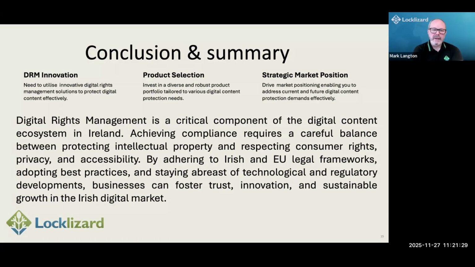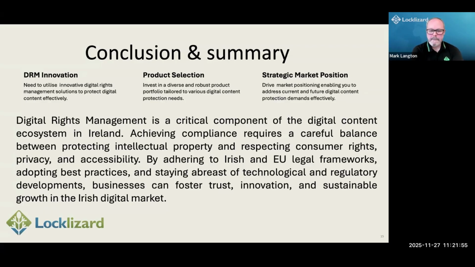So the conclusion is DRM innovation. Businesses shouldn't just be thinking about DRM. Businesses need to actually really start embracing DRM, understanding the DRM market, and understanding how they can utilize DRM to actually enhance what they're doing as an organization, but also to ensure that they are protecting their valuable assets.